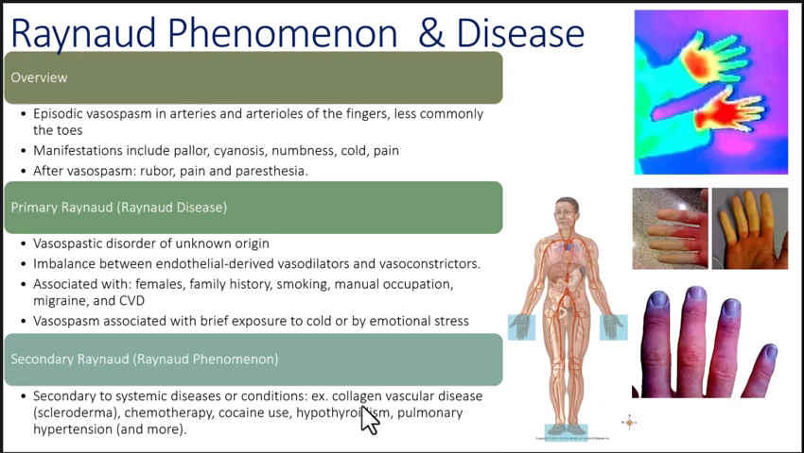For example, collagen vascular disease can cause Raynaud's phenomenon, and an example of one is scleroderma. Scleroderma is an autoimmune connective tissue disease that causes inflammation of areas within the body, including affecting the vessels. Other causes include chemotherapy, cocaine use, hypothyroidism, so a low-acting thyroid, pulmonary hypertension, as well as other conditions.